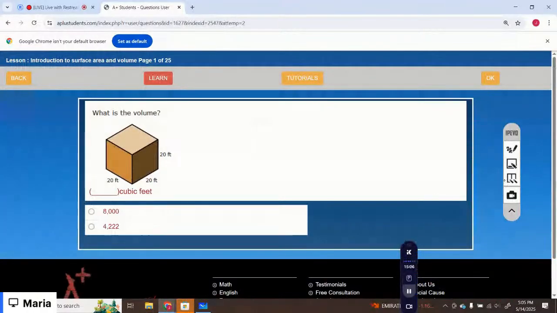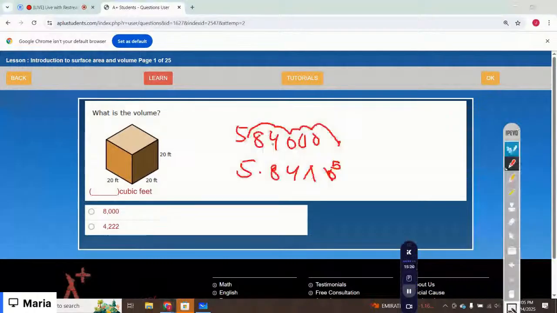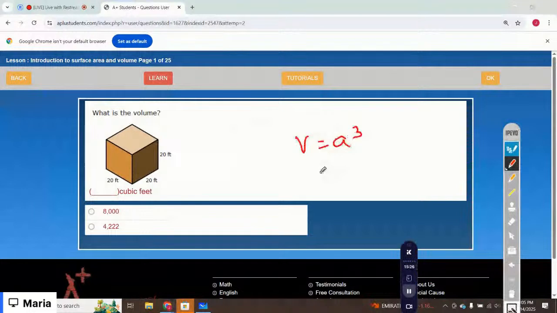What is the volume? You need to calculate the volume of the cube. So how do we calculate the volume of a cube? That is V equals a cubed, right? That is 20 cubed. So 20 cubed is 2 times 2 is 4, 4 times 2 is 8, then 0, 0, 0. That is the volume of the cube. That is 8,000. So the correct option is 8,000.